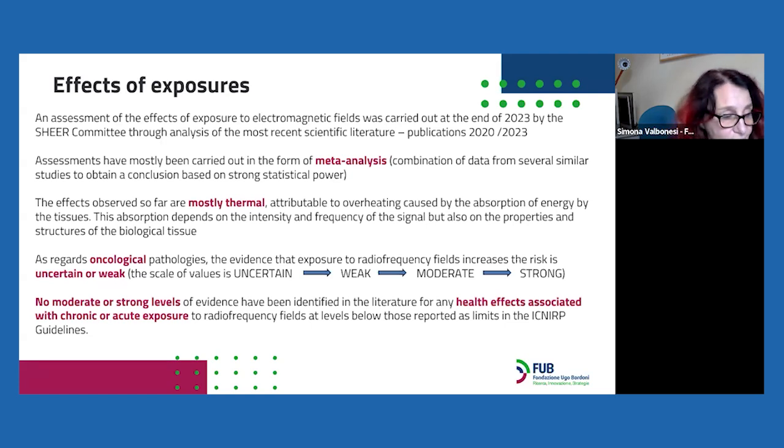The scale of values for this kind of analysis is uncertain, weak, moderate, or strong. So where the evidence has been found as uncertain or weak are the lowest levels of risk. No moderate or strong level of evidence has been identified in literature for any health effect associated with chronic or acute exposure to radiofrequency fields below the limits reported in the ICNIRP guidelines, of course.